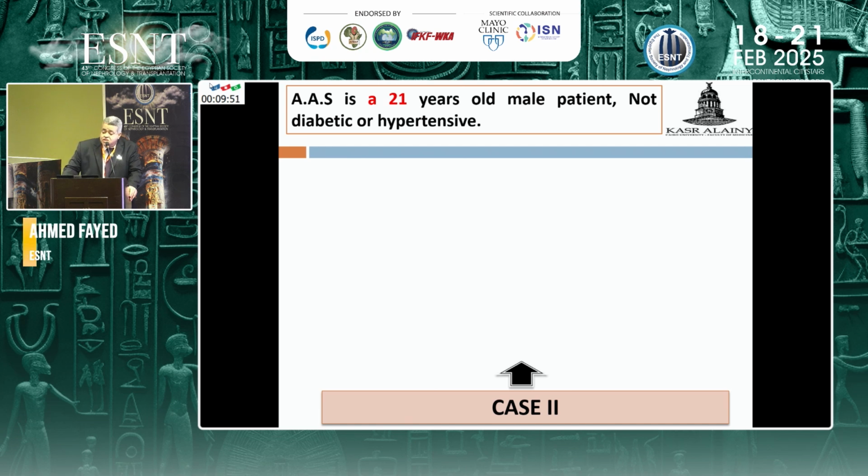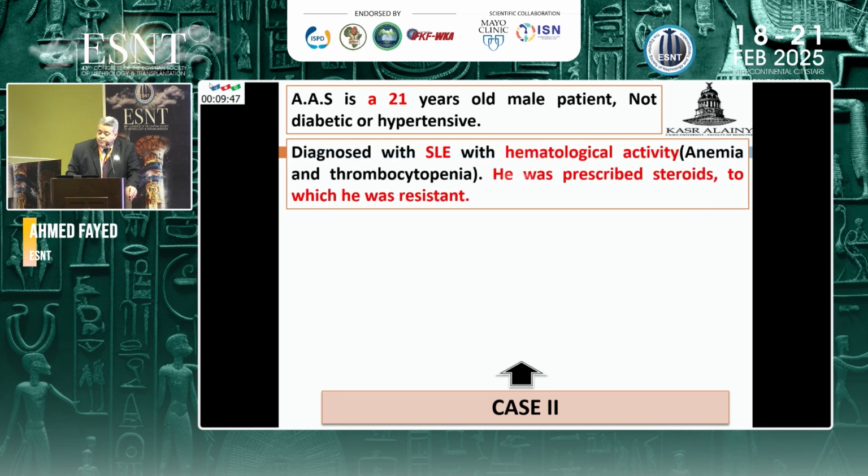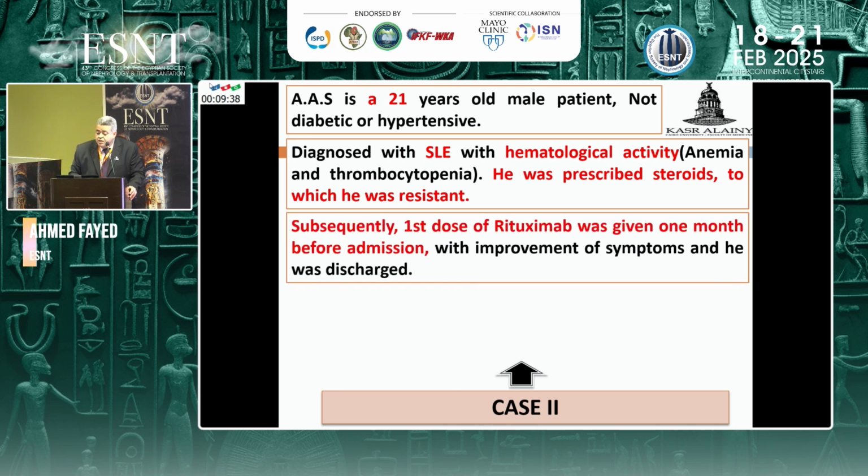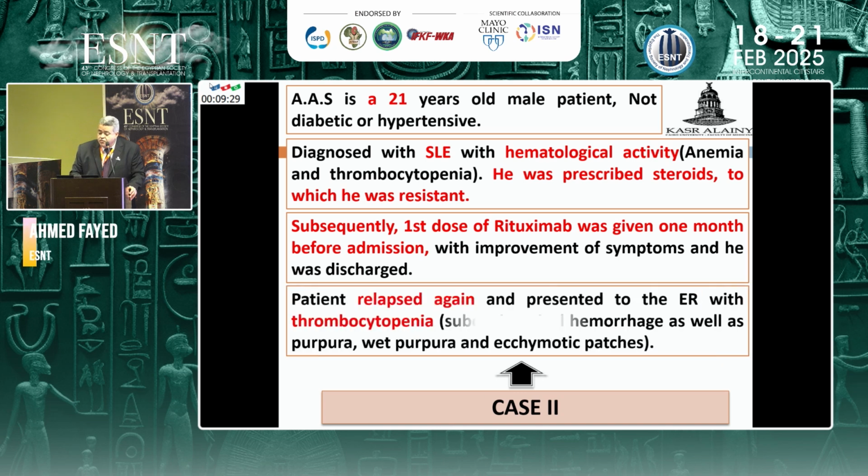Now going to case 2. This is a 21-year-old male patient, not diabetic or hypertensive, diagnosed as SLE with hematological activity in the form of anemia and thrombocytopenia, prescribed steroids to which he was resistant. Subsequently, the first dose of rituximab was given 1 month before admission to our hospital, with improvement of the symptoms, and then he was discharged from the hospital.